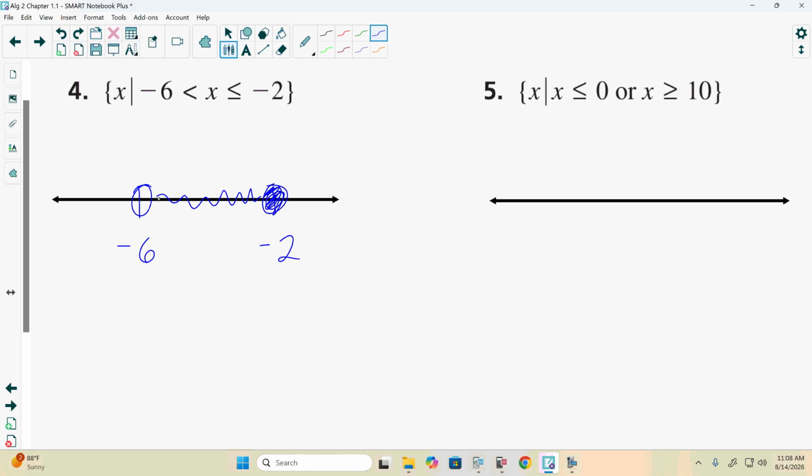For all real numbers such that x is an element of the real numbers, x is a real number such that x is less than or equal to 0 or x is greater than or equal to 10. I need 2 points. One of them is 0, one of them is 10.